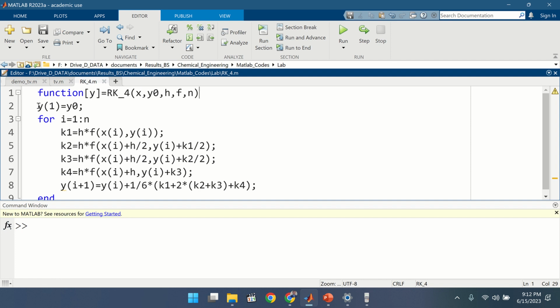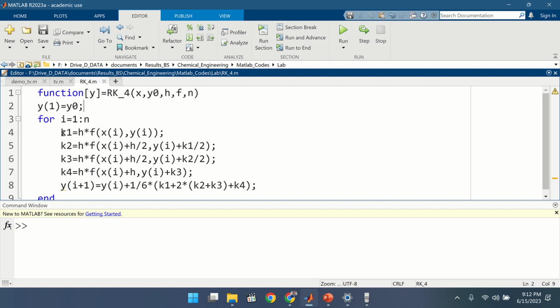Okay, so you see, I'm taking the first value for y to be y0. That's the initial value, because Matlab accepts y1, it doesn't accept y0. So we have to start from y1. The y1 basically means y0, the value at x0. Okay, now you see we have to go for the loop. That's for i equal to 1 to n.